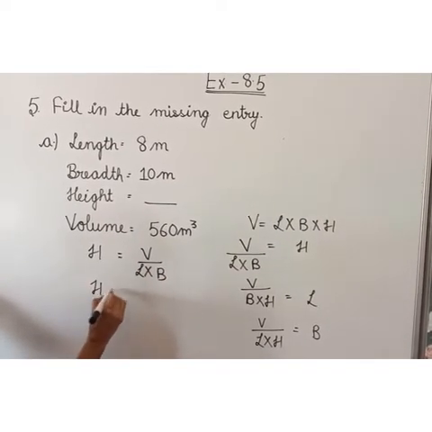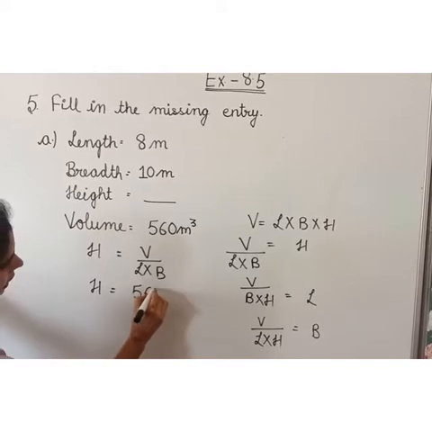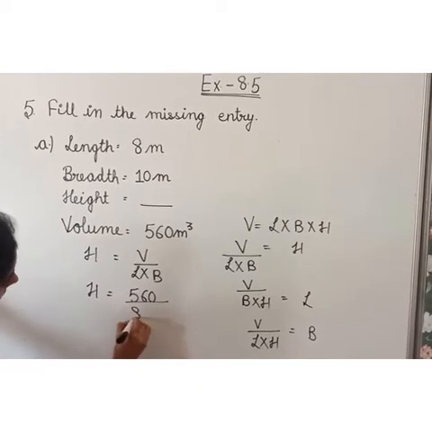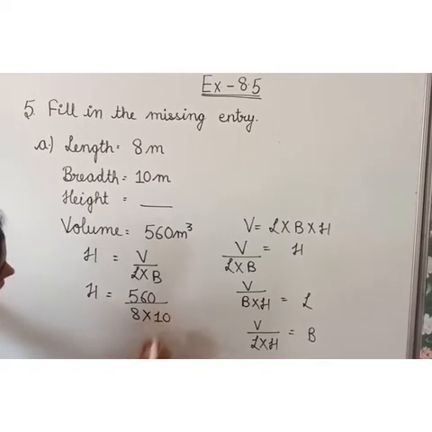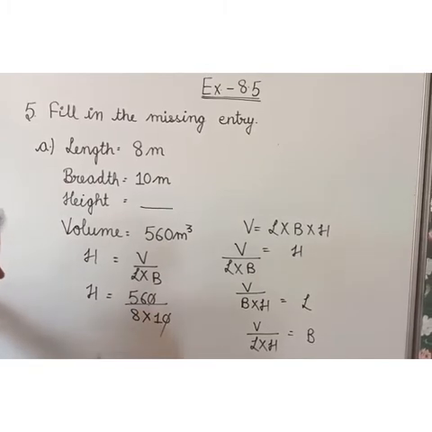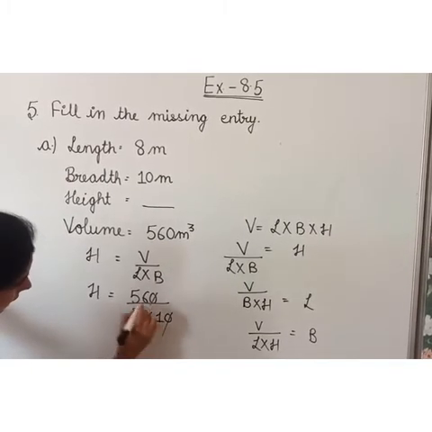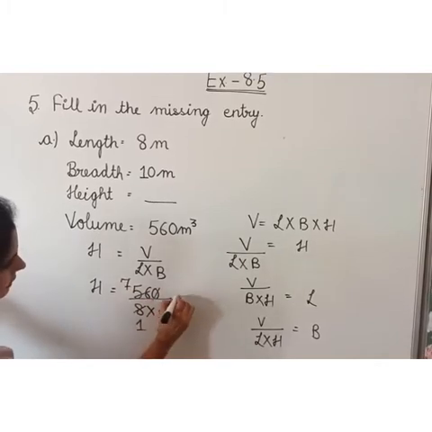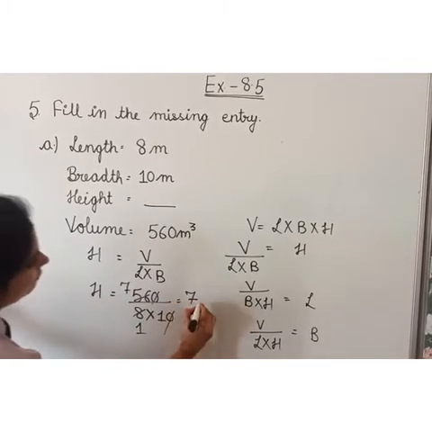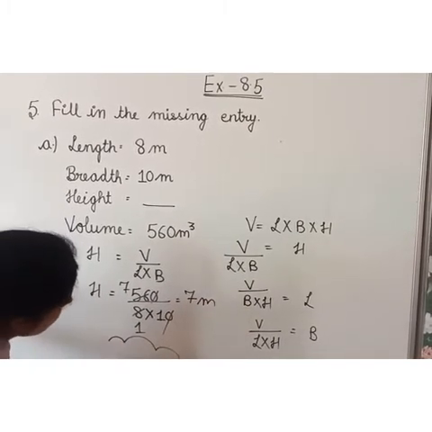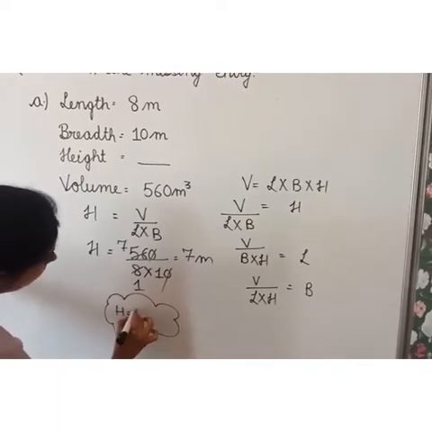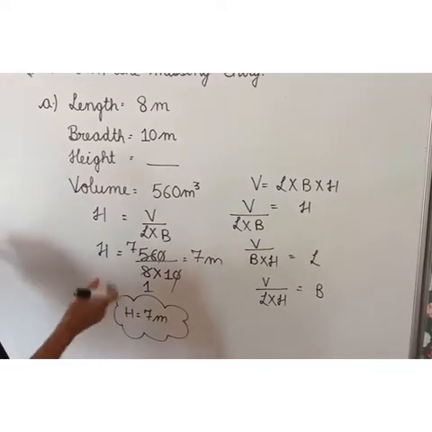Height we don't know. Volume is 560. Length is 8. Breadth is 10. Do the cuttings. 0, 0 cancel. 8 ones are 8. 8 sevens are 56. The answer is 7 meter. So the height is 7 meter. This way you can solve all the parts.